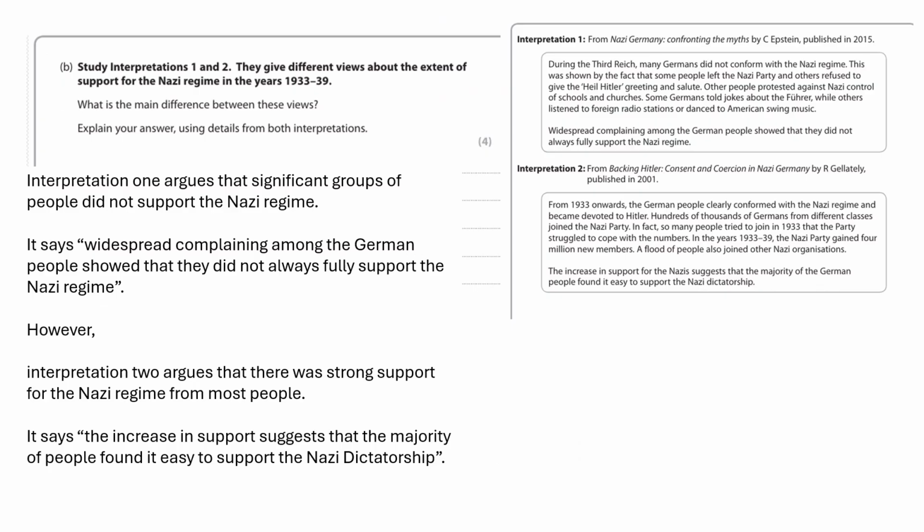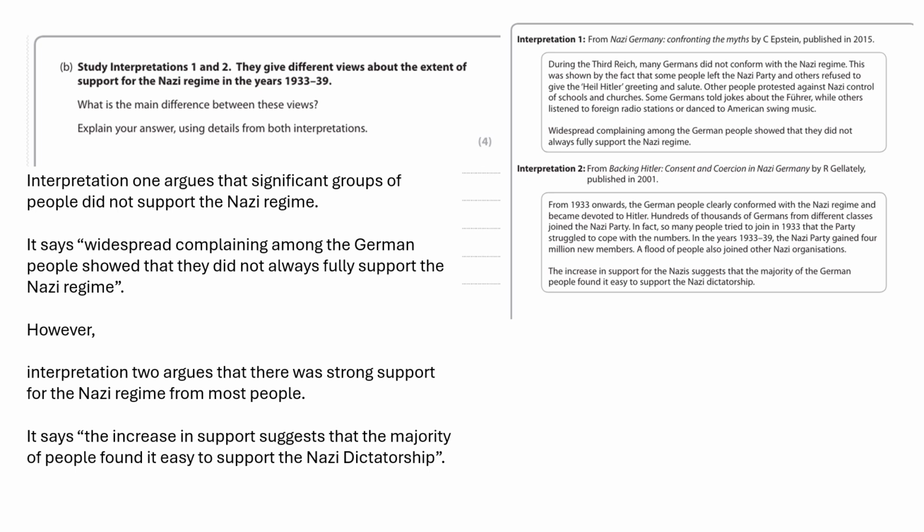Question 3b is another question that you will get full marks on. You do not need to use any own knowledge for this. This is all down to technique. So 3b asks you to study the two interpretations that you're given. And it asks you, what is the main difference between those views? So that requires you to read them both to decide what they're arguing and to decide how they're different.